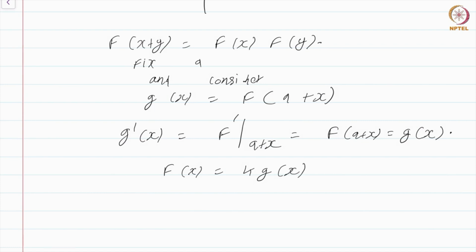That we will be able to show. We will not be able to show that this k is equal to 1 because we don't know that g of 0 is equal to 1, but this is a start. Now substitute x equal to 0 and let's see what happens.